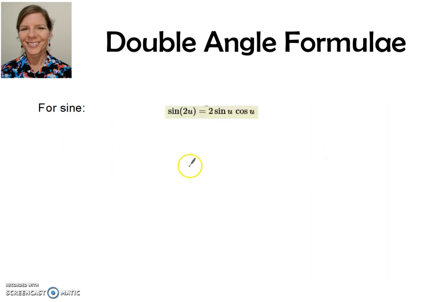So for sine, our double angle formula is simply that sine 2u is equal to 2 sine u cos u. Now, for the addition formula, I didn't show you the proof, but for this one, it's pretty straightforward using the addition formula, so I will run through it.